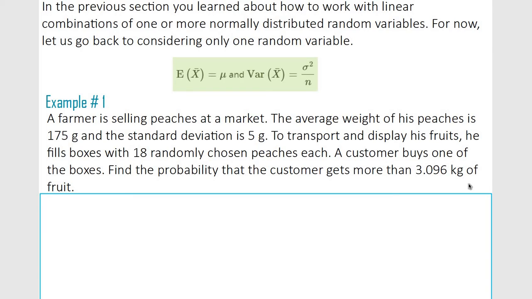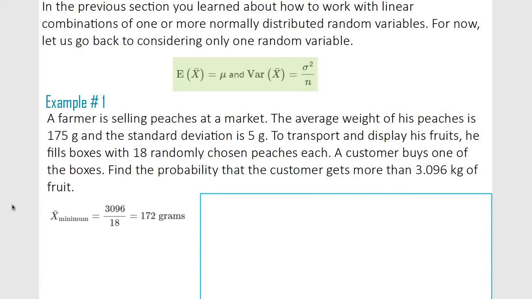Now we've got to estimate the box. We've got a sample, just one sample based on that variable. Let's look at what we would expect on average on that customer's weight. The minimum that the customer should get for each peach is that weight. Remember, it's kilograms, and this is in grams, so put that in grams. Divide by 18, we expect each peach to be 172 grams.